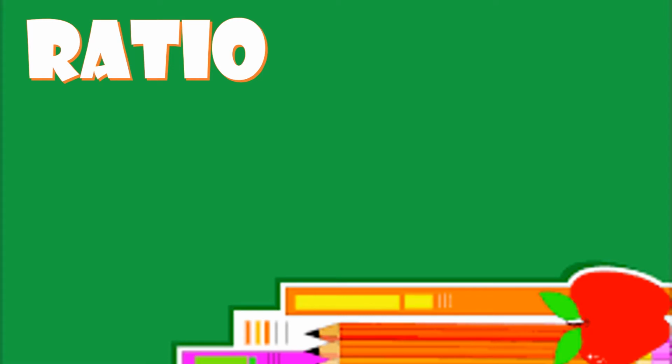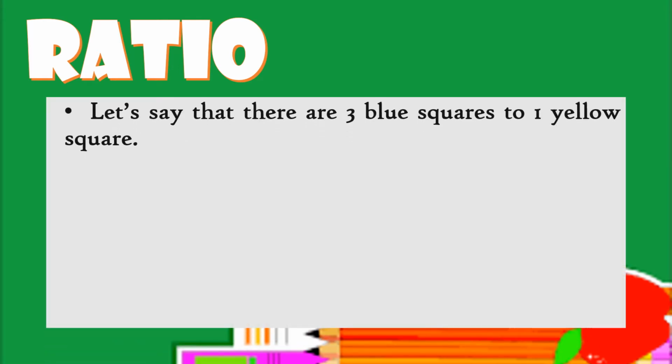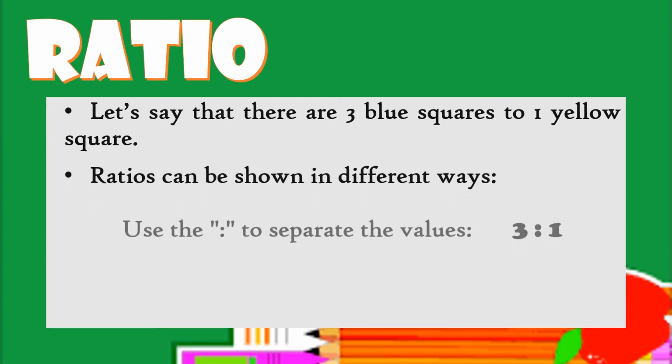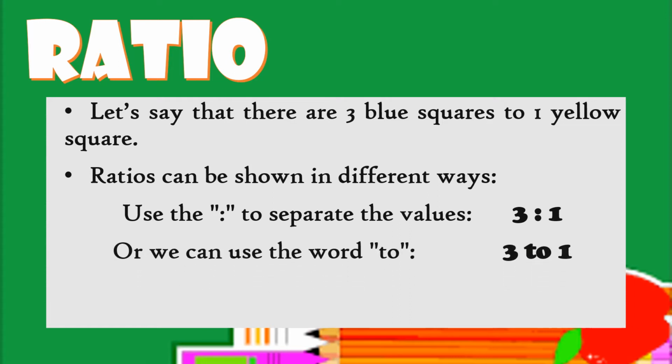Let us have our first example about ratio. Let's say that there are 3 blue squares to 1 yellow square. Let us show the ratio in different ways. For the first one, we will use the colon, the symbol colon to separate the values. So we have here 3 colon 1, read as 3 is to 1. Then we can use the word "to", which is 3 to 1. And the last one is like a fraction wherein we have 3 over 1.